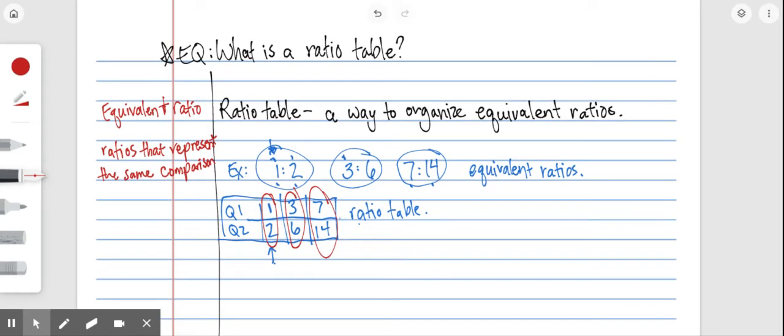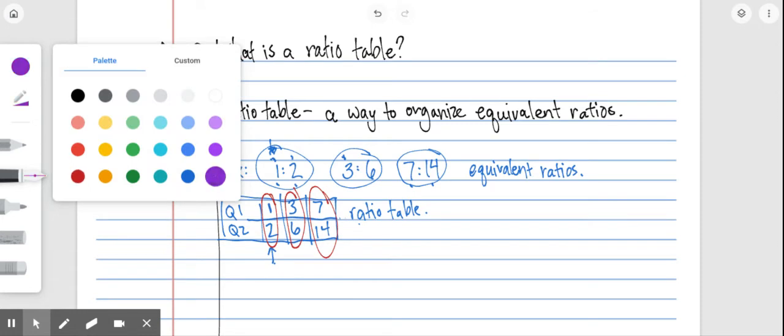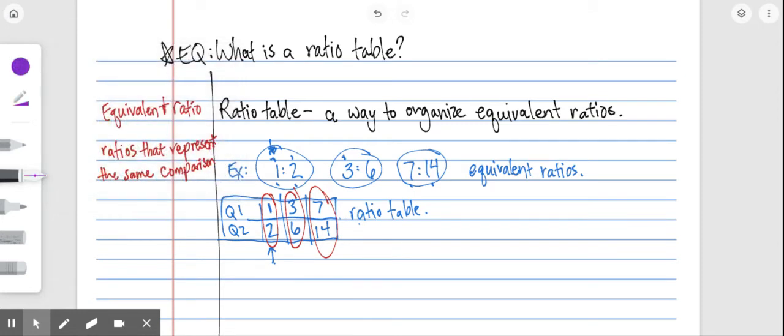Okay. Now, another way to set up ratio tables is you can also set them up vertically, so you don't have to set them up horizontally. So I could do the same thing in this direction. Q1 and Q2. So then I start with that first ratio, 1 to 2. Then I do the second ratio, 3 to 6. Then I do the last ratio, 7 to 14. Okay, it's the same sort of idea.